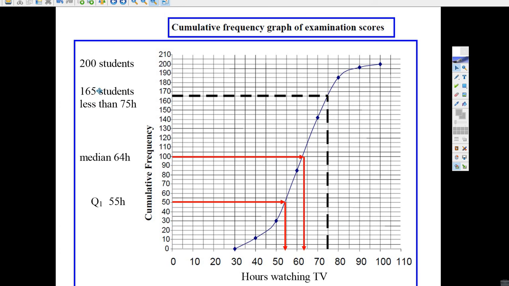And sometimes they ask for a percentage. What percentage? You'd go 165 over 200. Which percentage watch more? Oh, it looks like 35 over 200. That's your percentage. And that's how you use the ogive curve.